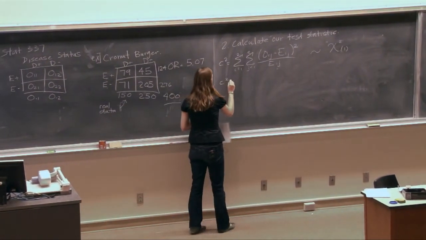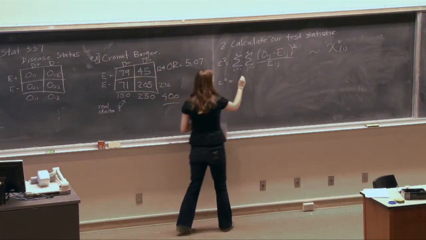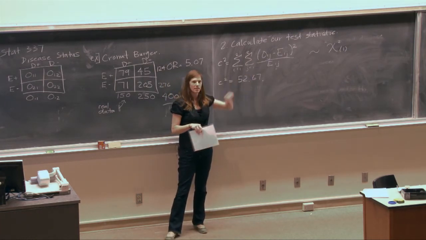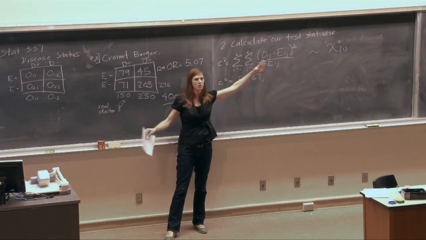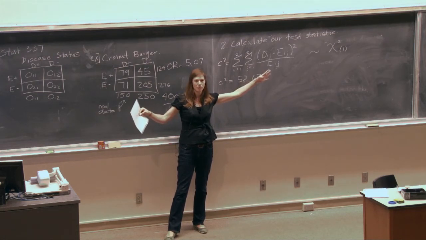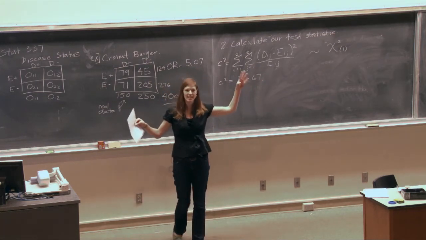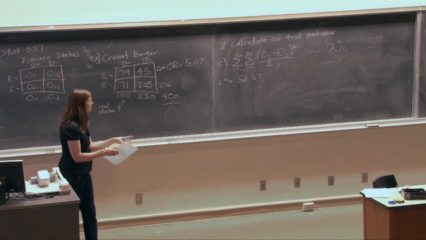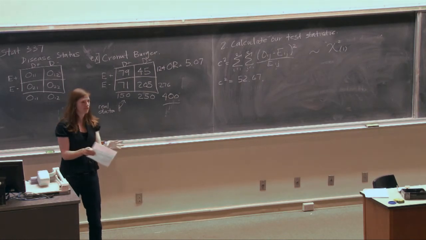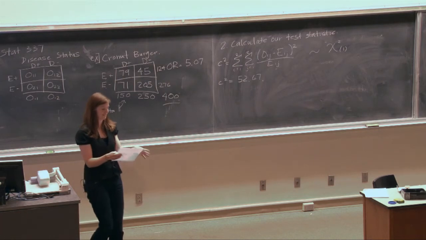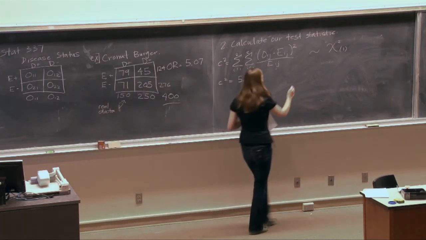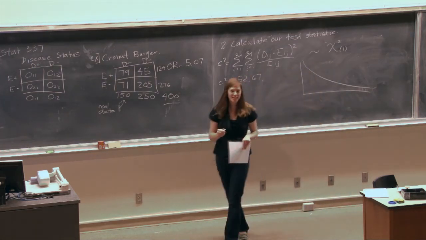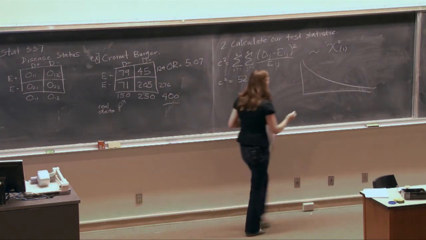So if we do this calculation here, comparing those cells, the value is 52.67. This is always going to be positive. Big numbers mean we're further away. The two tables are further away. So big numbers would give evidence against the null hypothesis, and small numbers would agree with the null hypothesis. So the question is, is 52.67 big? The answer is, for a chi-square 1, yes. Because that's the PDF of a chi-square 1 distribution.